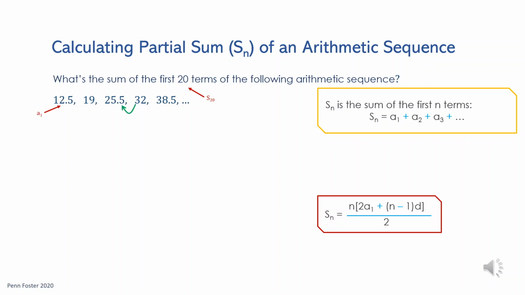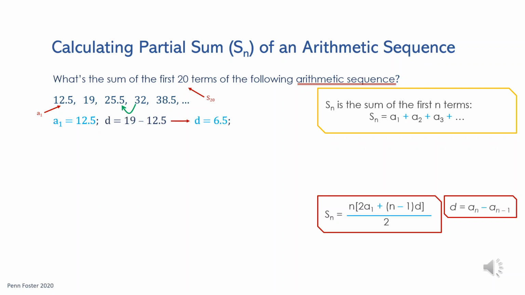In this question, the arithmetic sequence gives terms up to the 5th term. Obviously, A sub 1 is 12.5. Note that decimal or fractional arithmetic sequences work the same way as whole number sequences. D can be calculated by subtracting any A sub n minus 1 from its corresponding A sub n. The common difference is 6.5, and n equals 20.